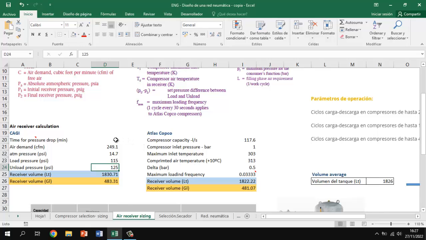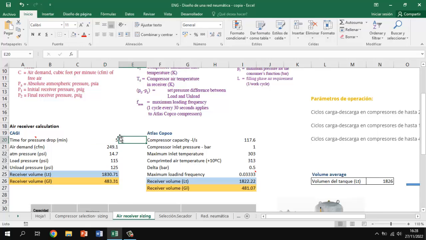Here you have a time. I put 5 minutes because it's for selecting and design. It's very common, but actually in reality this could be less. Could be 2, depending on whether you have a lot of leakage. Could be just some seconds, a minute. And so with this, what does it mean? It's the time that you will contain your 10 psi pressure in your air receiver.